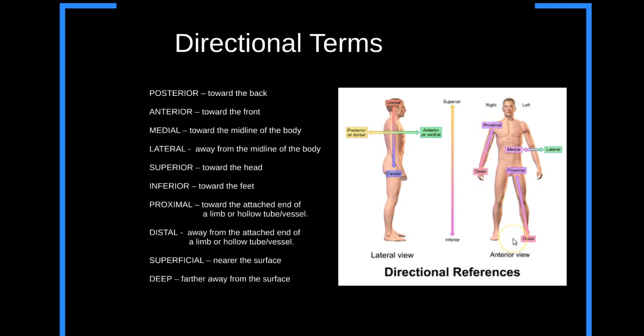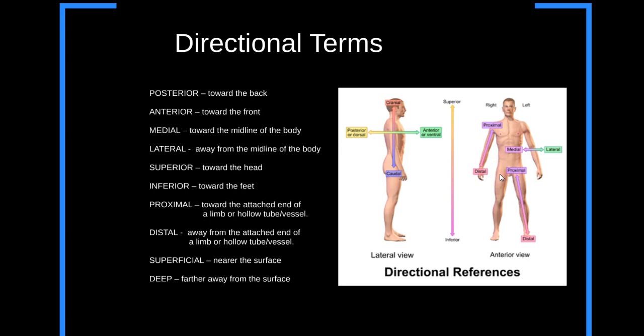Similarly, if we took the femur, which is the bone here under the thigh, and we wanted to compare it to the tibia, which is the bone down here in the lower leg, then the femur is, of course, proximal to the tibia. Okay, it is closer to the hip or the attached portion of the leg than the tibia is. Okay, so that's proximal and distal.